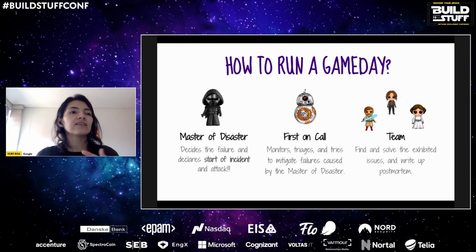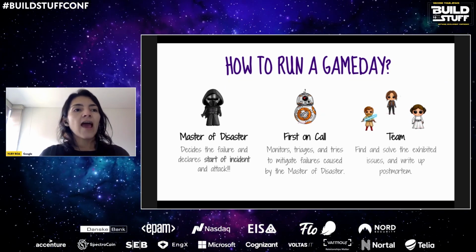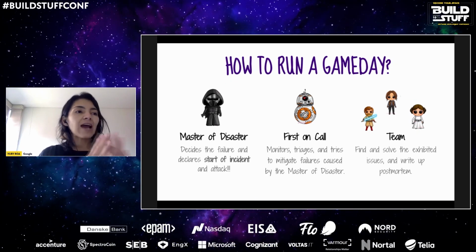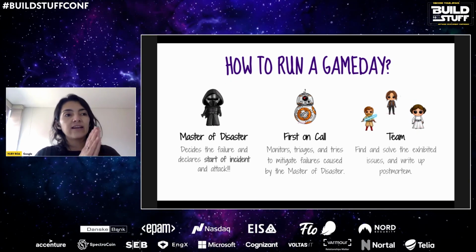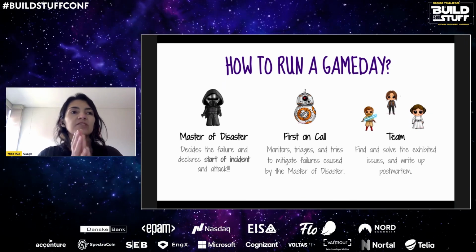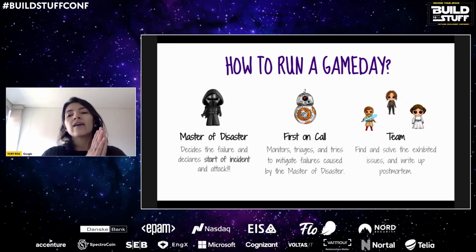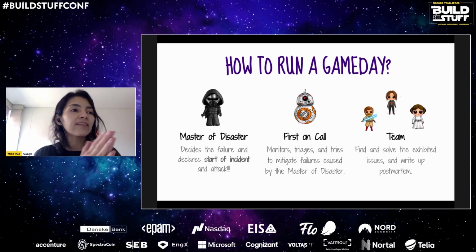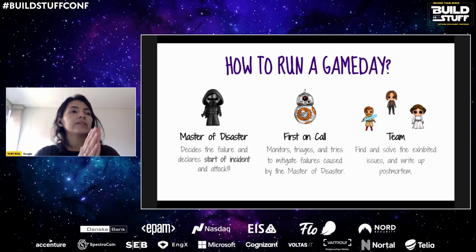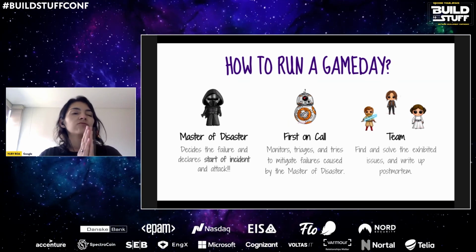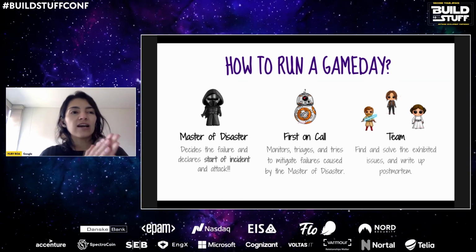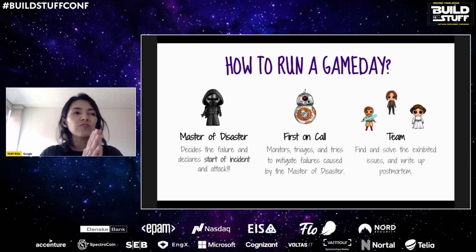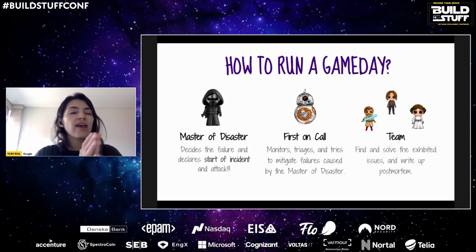The master of disaster declares the start of the incident and then calls the planned failure. One member of the team, the person called, attempts to see, triage and mitigate whatever failure the master of disaster has caused. And when that has been done, or the time allocated for response has ended, the master of disaster will reverse the failure and the team will proceed to a postmortem of the incident.